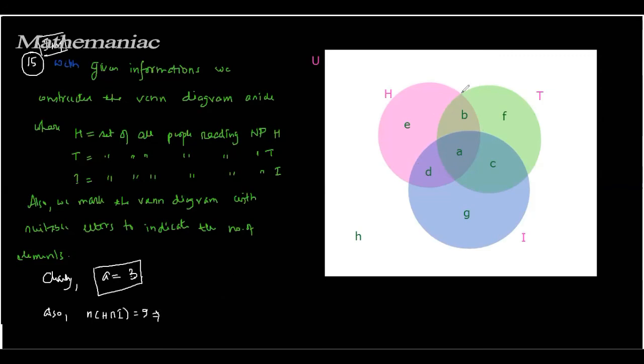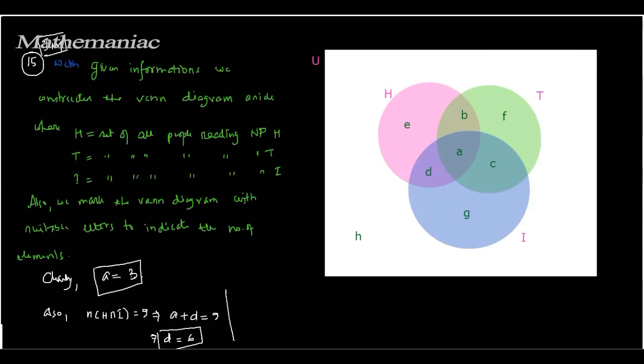Now from the figure, H intersection I will be which portion? H intersection I will be this portion, right? That means A and D, both the elements are there. Together they are those persons who are reading both newspaper H and I. So number of elements in H intersection I will be A plus D, and that is equal to 9. So now already you know what is A. So can you tell what is the value of D? It will be 6. So you have found D.